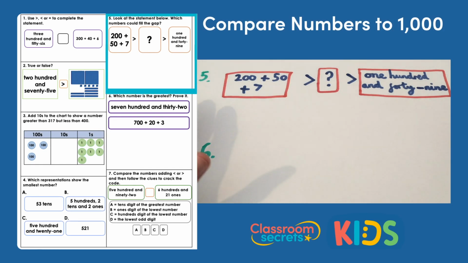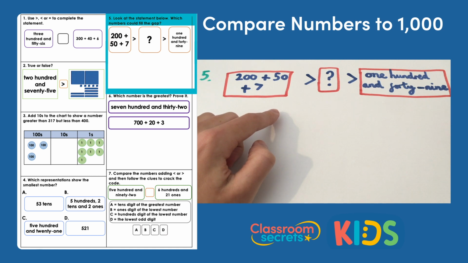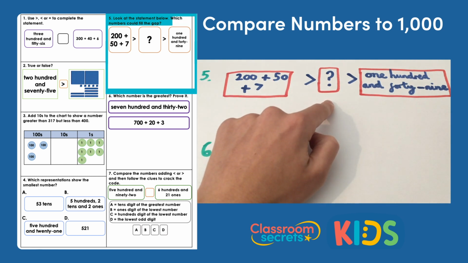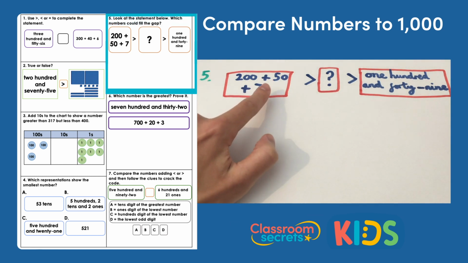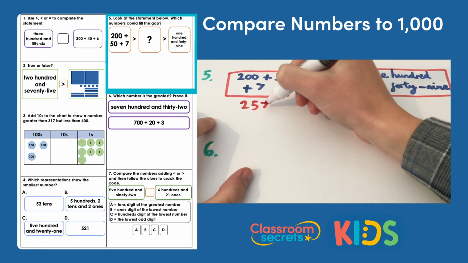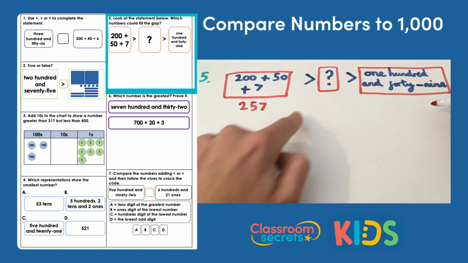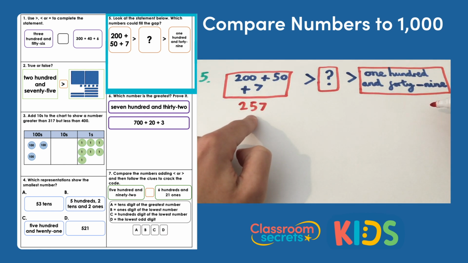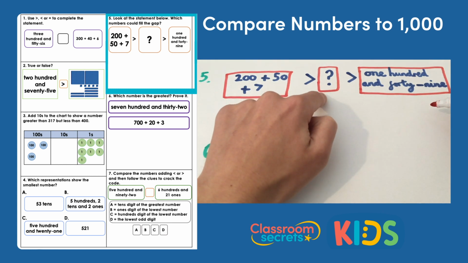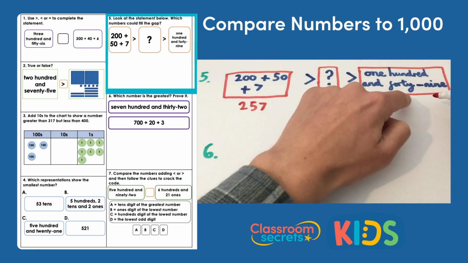Question 5 requires a little bit more thinking. It asks us to look at the statement and decide which numbers could fill this gap in the middle. So we've got 250 and 7. That makes 257. And that has to be more than our missing number. So 257 is bigger than this number here. But this missing number has to be bigger than 149.